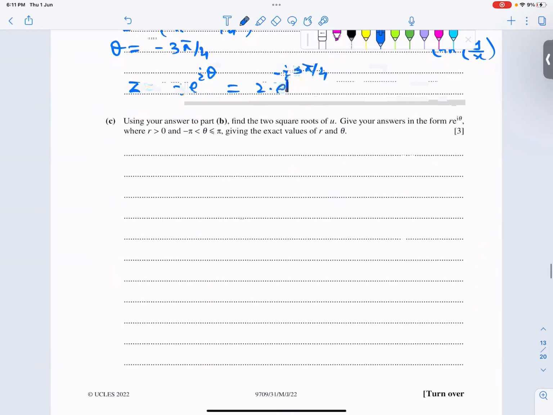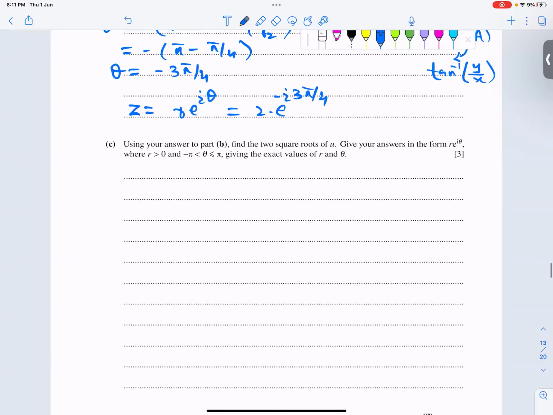Use your answer to part B, find the 2 square roots of u. So if you recall the method, how did you find the 2 square roots of some number? That question had almost 5 or 6 marks. So we have just 3 marks. So we need to learn some extra technique to find the 2 square roots in short form, using the short formula.